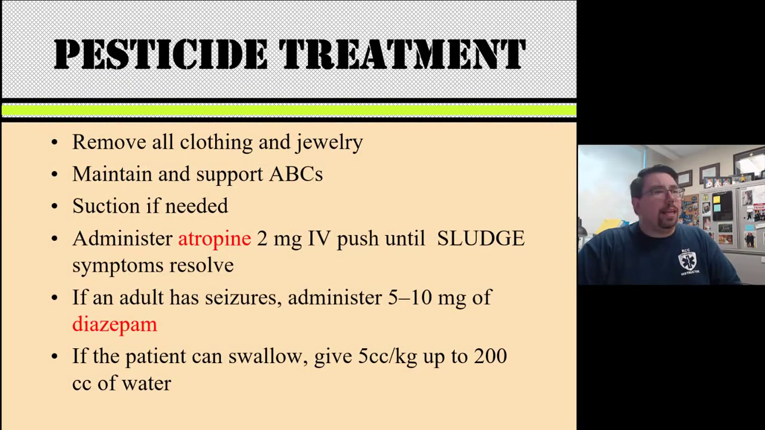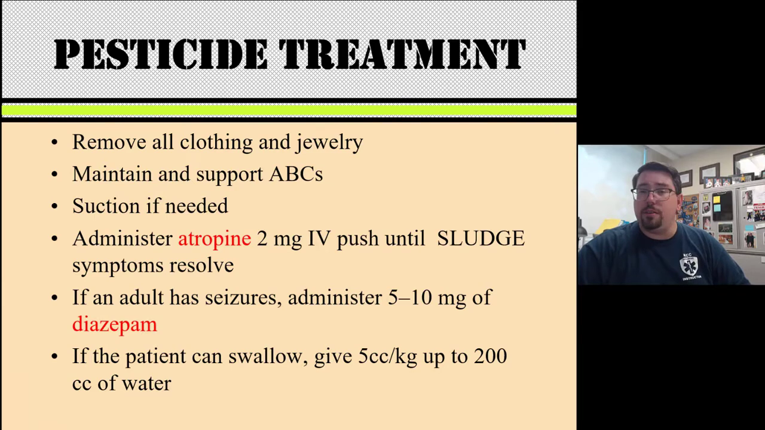Treatment, again: completely decontaminate them, remove all of their clothing, make sure they've gone through a proper decontamination process, and be aggressive in managing and supporting your ABCs. Suction as necessary, and suction is going to be important in these guys because they're going to have fluid coming out of every orifice of their body. We want to give atropine. Your textbook says 2 milligrams of atropine until the symptoms have resolved. Typically, it's going to take a lot of atropine, more than you're going to carry in one drug bag.